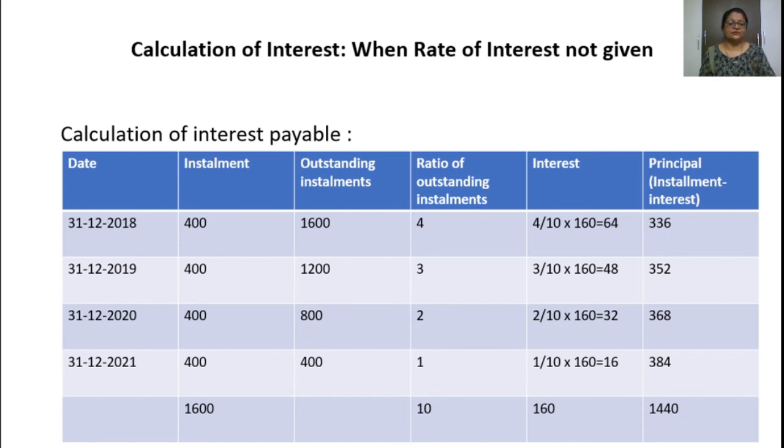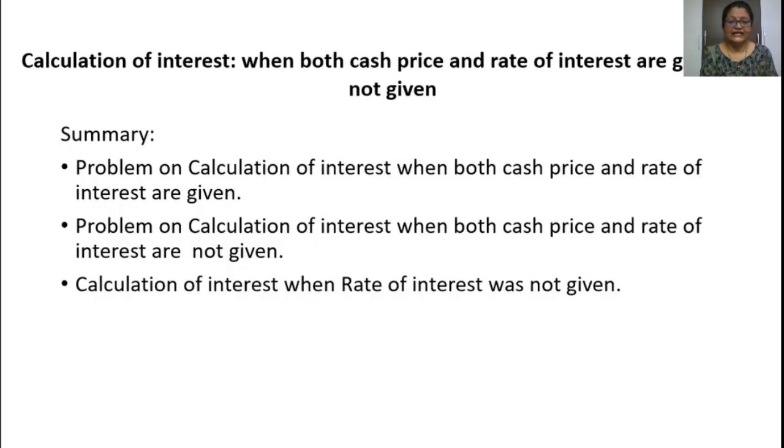Interest, if you just go back and add, it will be again the total installment. So I think this problem is very clear to you. So in this class we have discussed 3 types of problem. Okay, in the first problem cash price and rate of interest was given. In the second problem cash price and interest rate was not given. Then the third one, when interest rate is not given.